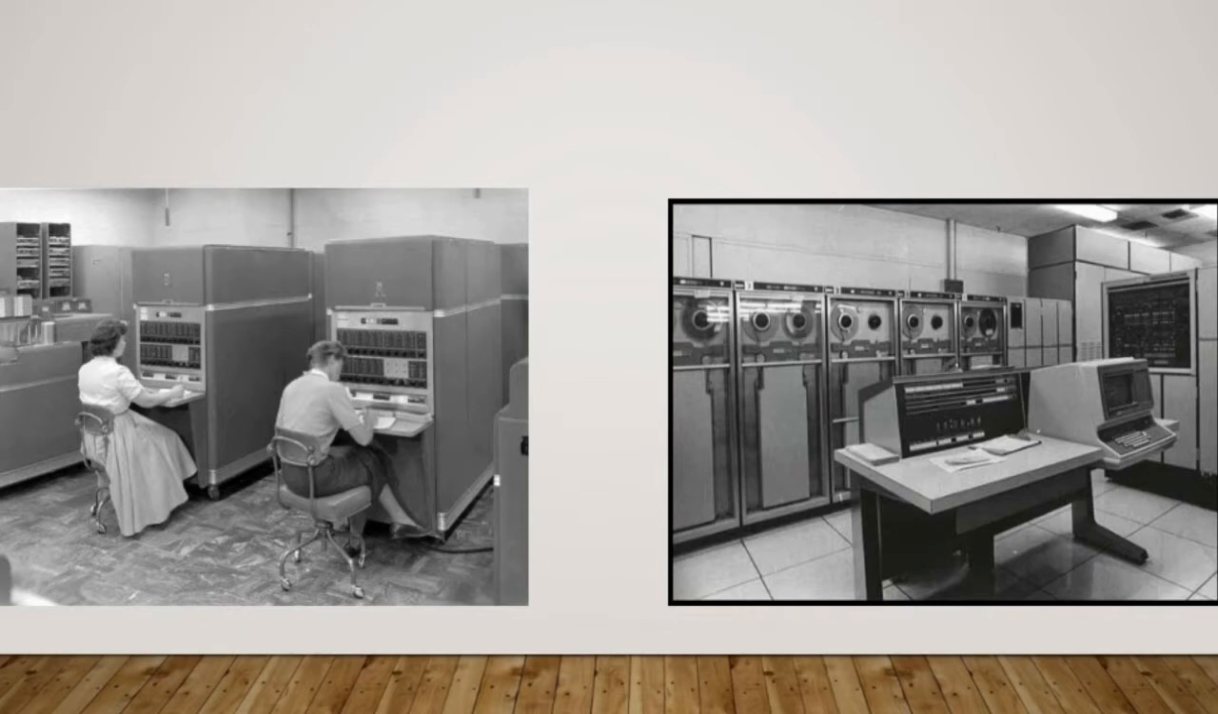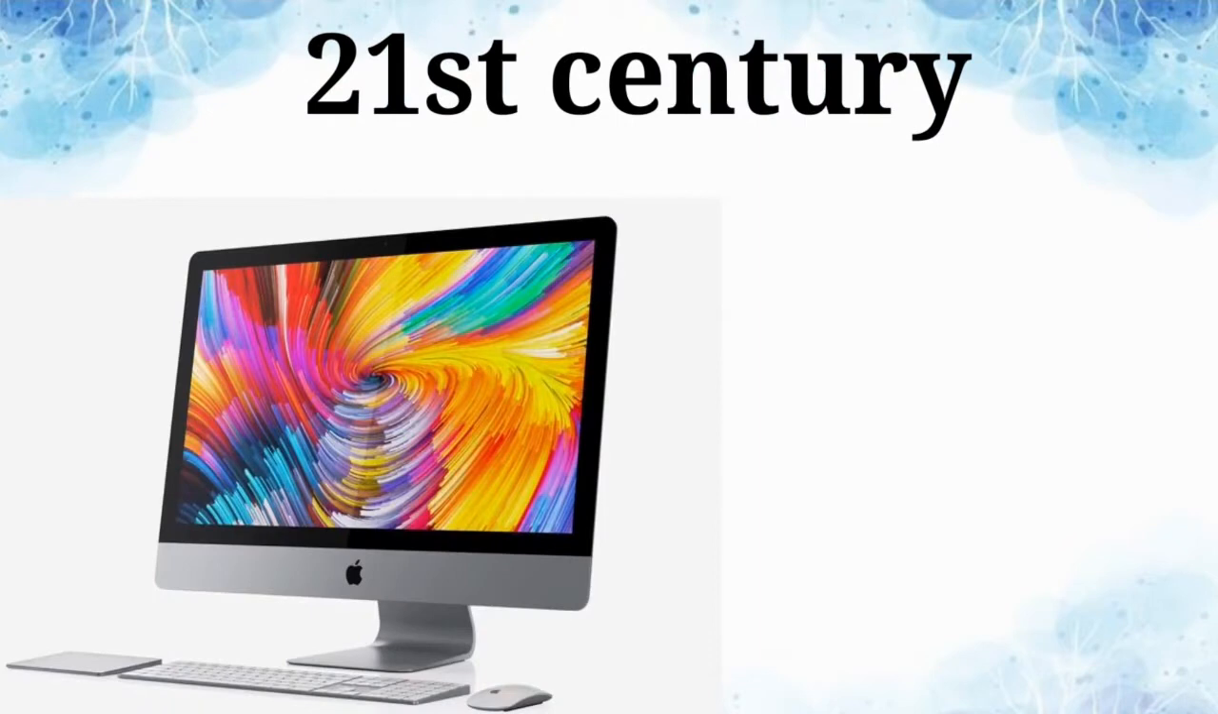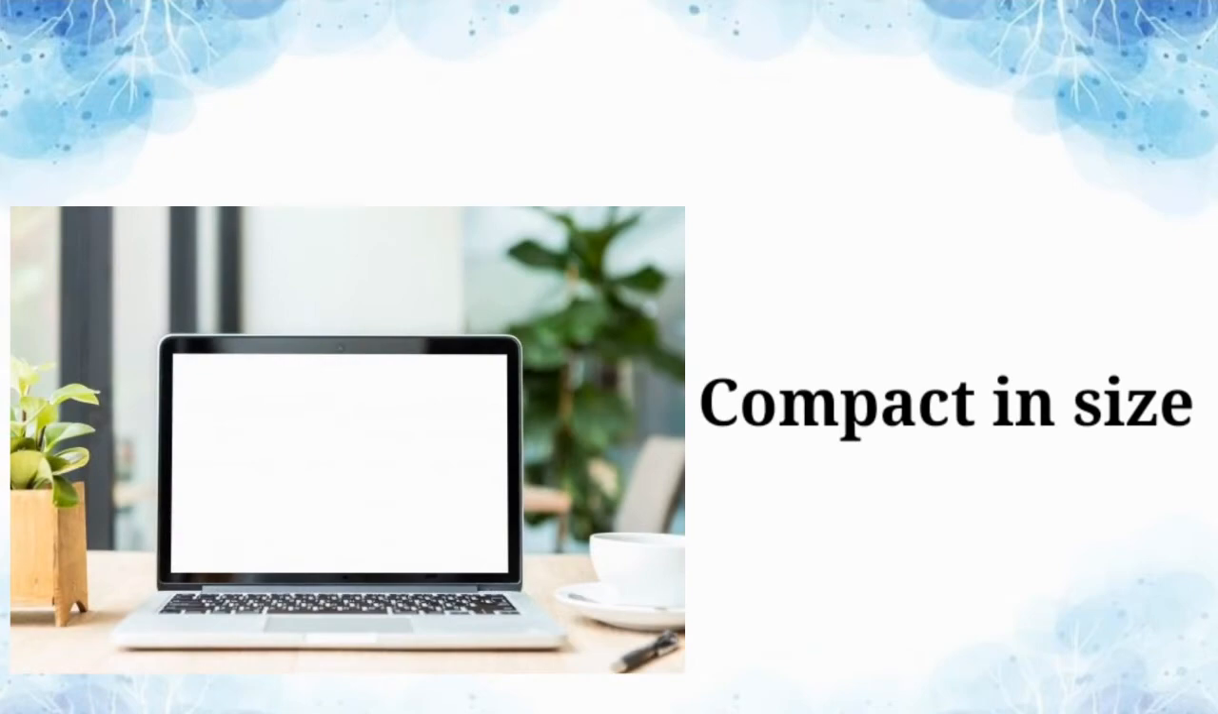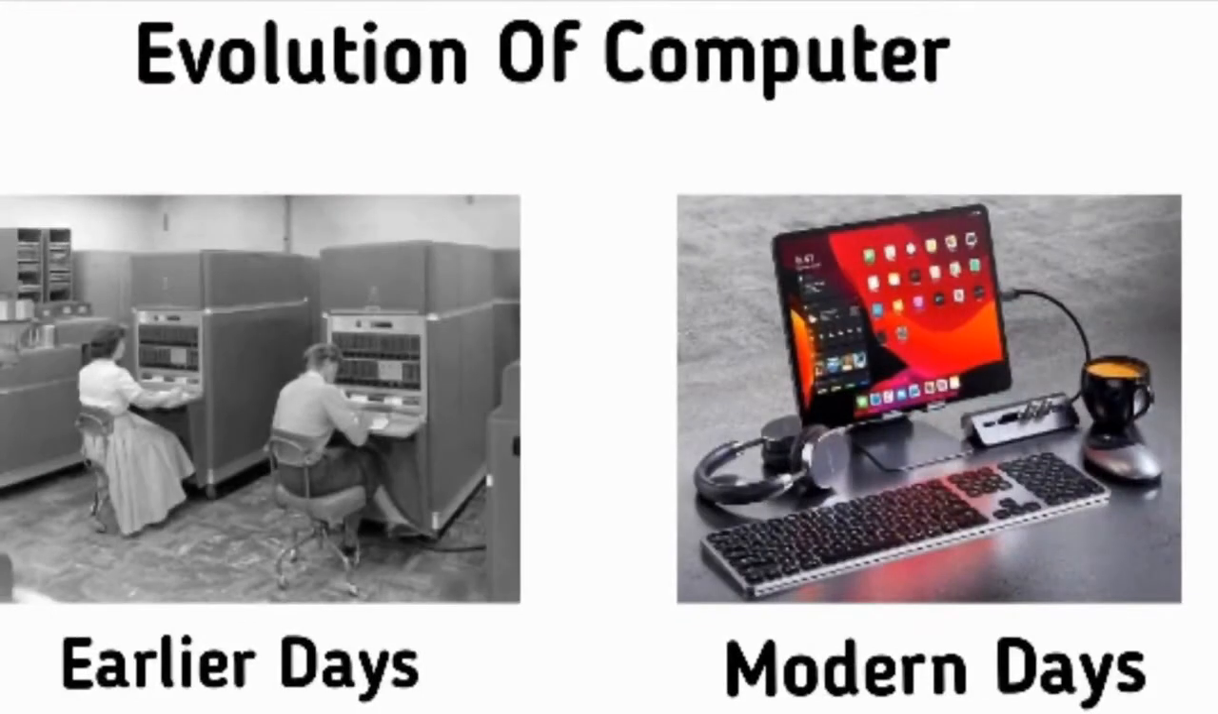But nowadays in the 21st century, due to the evolution of technology, it has been made easier by minimizing its size and having a much more powerful processor to make our work easier. Nowadays we all have at our home LCD computers, laptops, mobiles. These devices are compact in size so that we can carry them anywhere. So these are the stages of the evolution of computers in earlier days and in modern days.